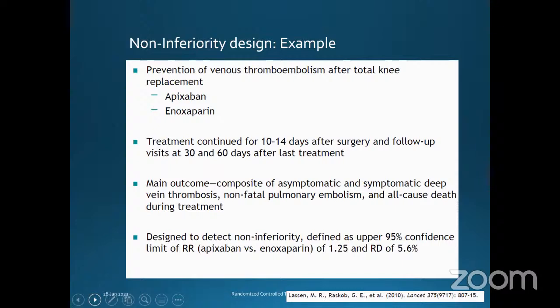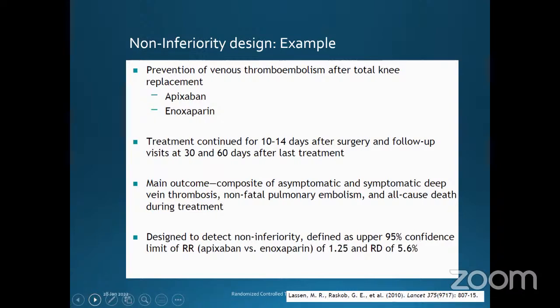I am going to quote, the RE-LY trial. Prevention of venous thromboembolism after total knee replacement. They have studied apixaban and enoxaparin. Treatment continued for 10 to 14 days after surgery. Follow-up visits at 30 and 60 days after the last treatment. Main outcome was a composite of asymptomatic and symptomatic deep vein thrombosis, non-fatal pulmonary embolism, and all-cause death during the treatment.